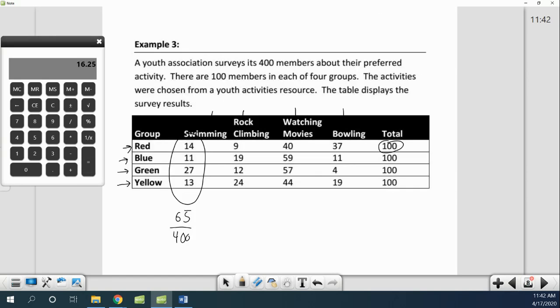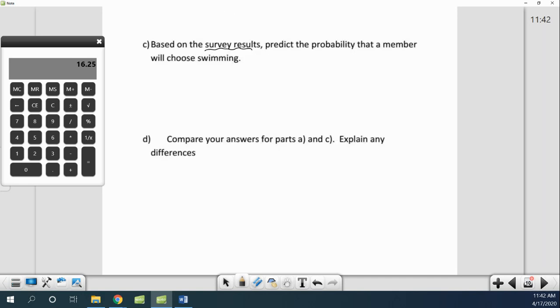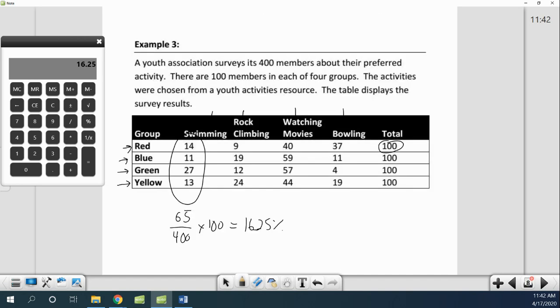I'll show that math out here as well. So the actual probability is 16.25%. Compare your answers. Why are they different? Well, let's take a look. Why is our probability slightly higher for swimming for the whole group than for red team? Well, what do you notice about this information?